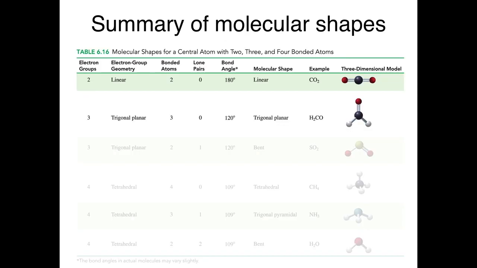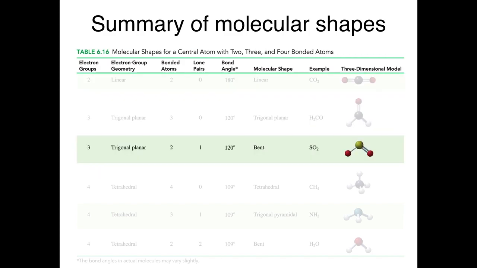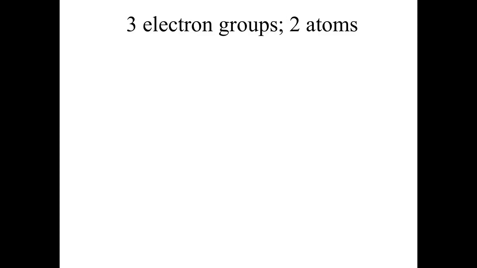Alright, so now we have covered 2 shapes. First linear, now trigonal planar. And trigonal planar is when you have 3 electron groups and 3 atoms connected to it. Now there's a second shape when you have 3 electron groups. You can have 3 electron groups, but only 2 atoms connected to it, and that gives you a different shape. Let's take a look at that example.